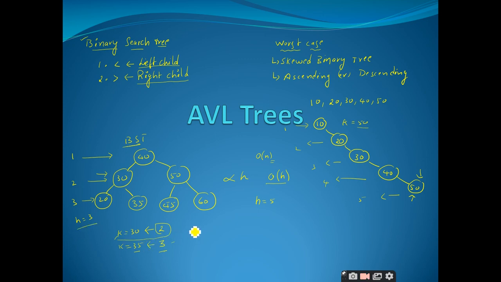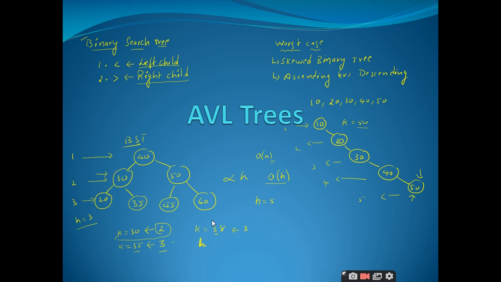And similarly the unsuccessful case also, for example I want to search for an element 38, so how many comparison operations should I perform? 3, sir. 3, right? So I compare it with 40, 30, 35 and that is the end of the search operation. So here also I am making 3 comparison operations. So in this case also the efficiency or the complexity is equal to h, right.